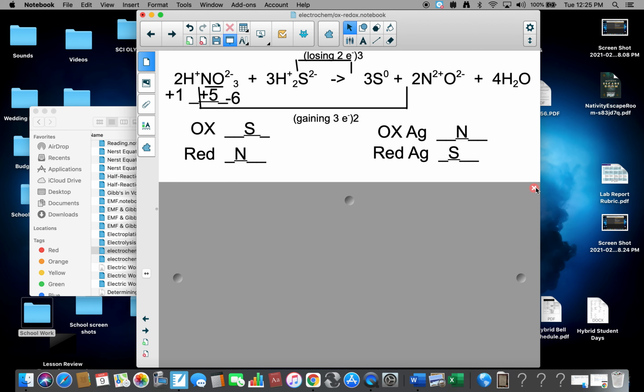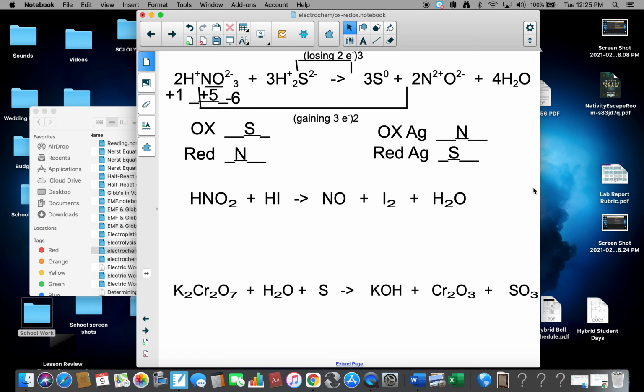All right, so copy these down. We'll do these in class. Nitrous acid plus hydroiodic acid yields nitrogen monoxide plus iodine plus water, and potassium dichromate plus water plus sulfur gives potassium hydroxide plus chromium(III) oxide plus sulfur trioxide.